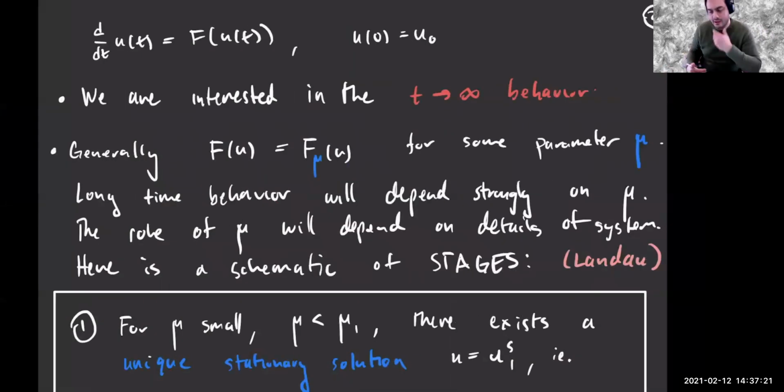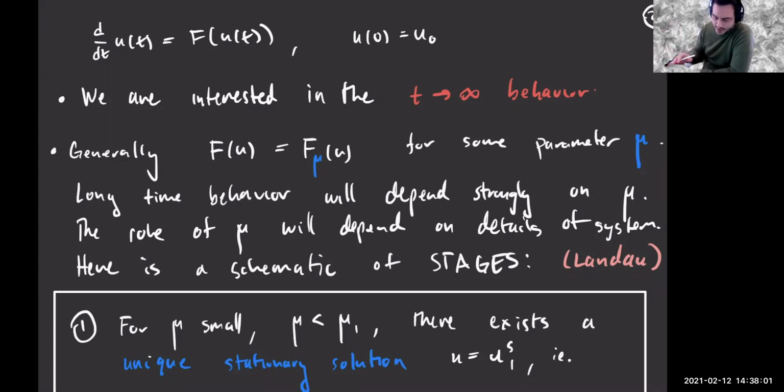Okay, so what we're really interested in is the long-time behavior of solutions of this ODE. And typically in problems of interest, this vector field F is parametrized by some parameter, let's call it mu. And the long-time behavior of the system will depend very sensitively on the value of this parameter. Okay, so what I'm going to describe now is very much a cartoon of different stages the end states of this ODE can take as you vary the parameter mu.